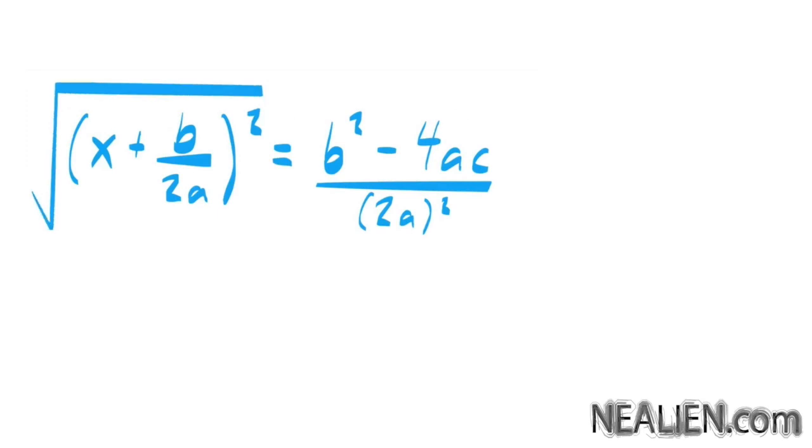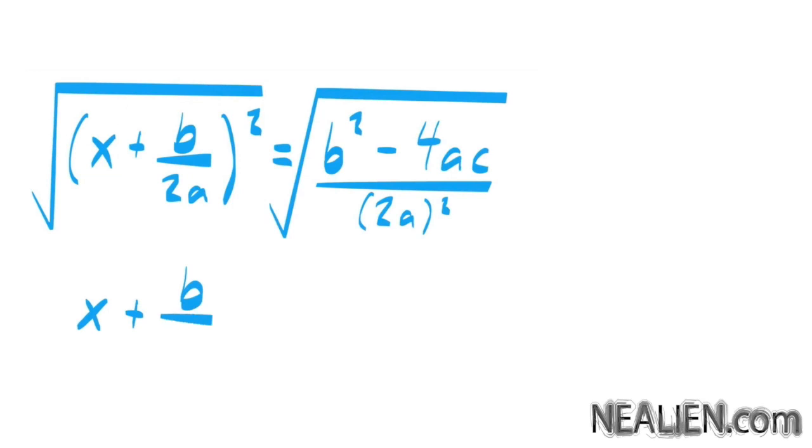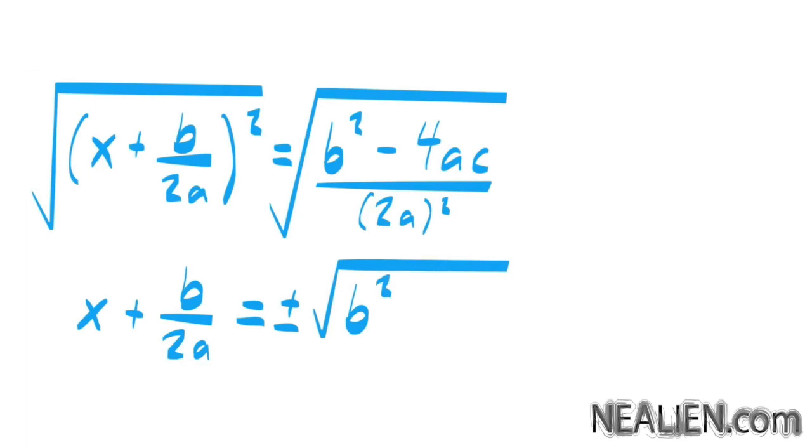Now I'm going to take the square root of both sides. So we've got x plus b over 2a is equal to plus or minus the square root of b squared minus 4ac, in the parentheses, over the square root of 2a squared, which is 2a. So having the plus or minus just on the right side is actually sufficient, because you could switch it over to the left side. If you had parentheses, you could switch it back. If you had two sets of plus or minus, it would actually be the same effect as having one set of plus or minus.